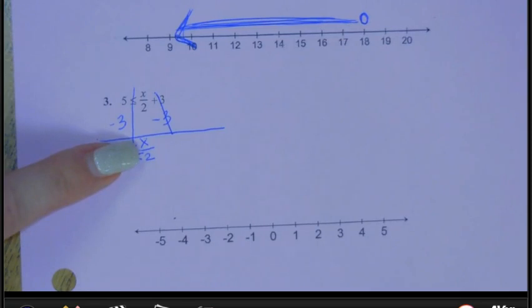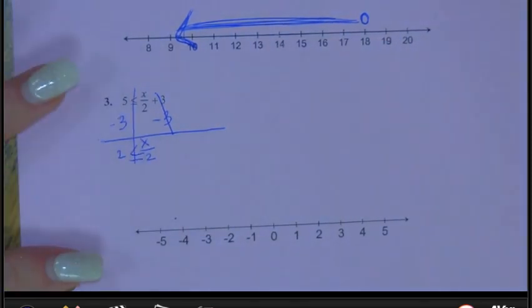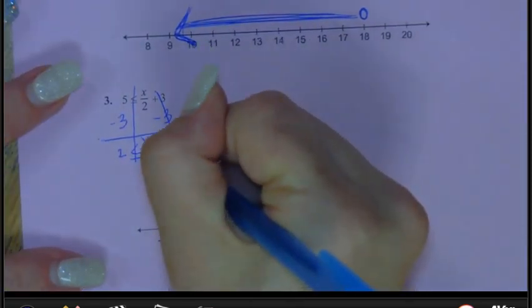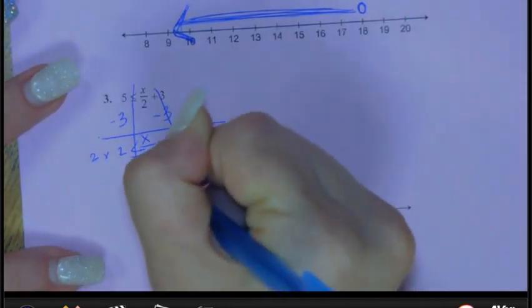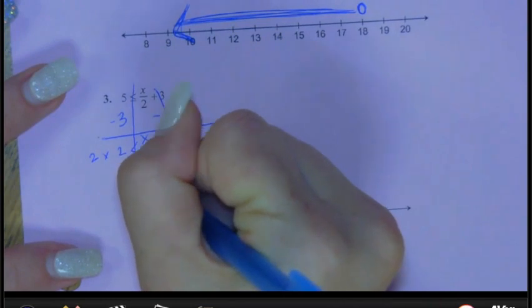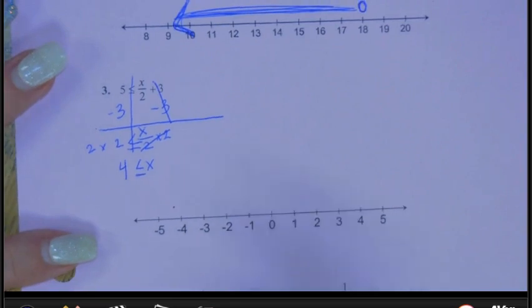Right now, what's happening between x and 2 is division. So I need to do the opposite of division, and I'm going to multiply. So I'm going to multiply by 2 on both sides to be left with x is greater than or equal to, well, 2 times 2 is 4.